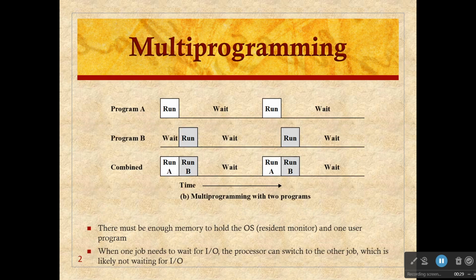We know that there must be enough memory to hold the OS, resident monitor, and one user program. Suppose that there is room for the OS and two user programs. When one job needs to wait for I/O, the processor can switch to the other job, which is likely not waiting for I/O. Figure 2.5b.